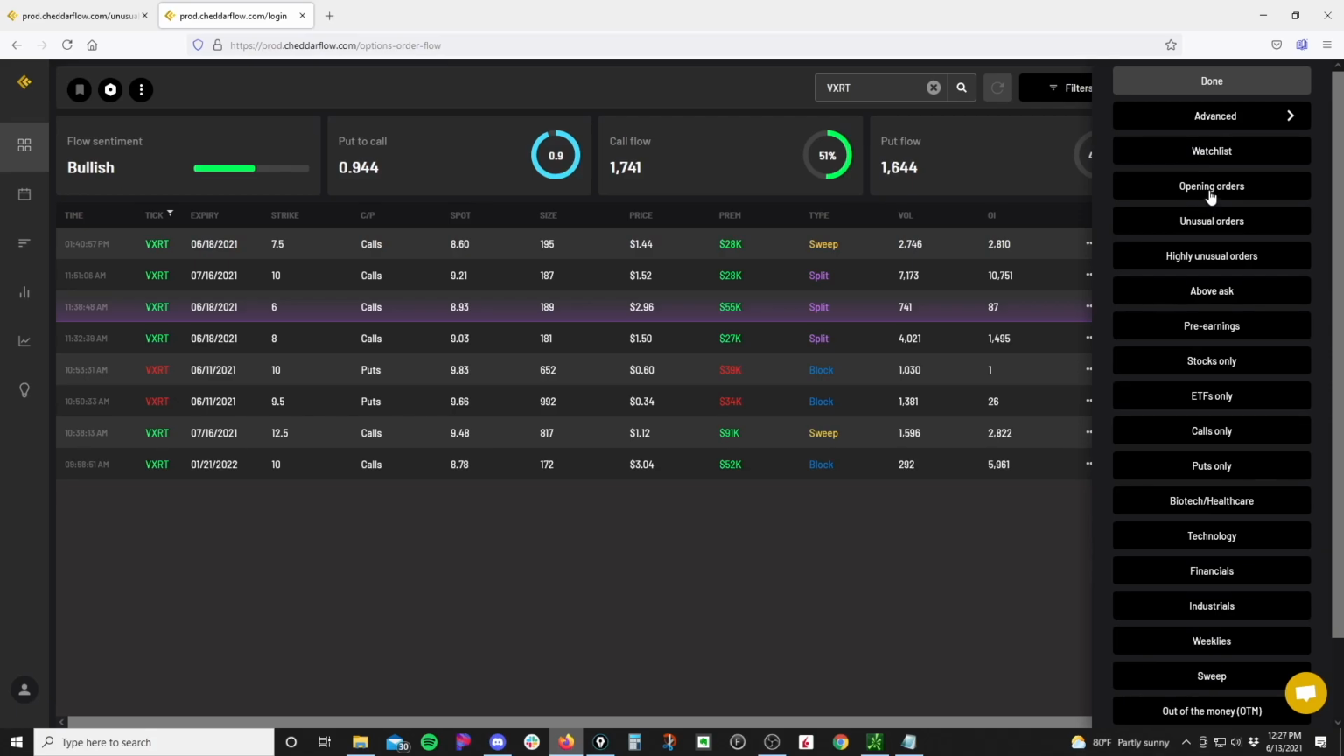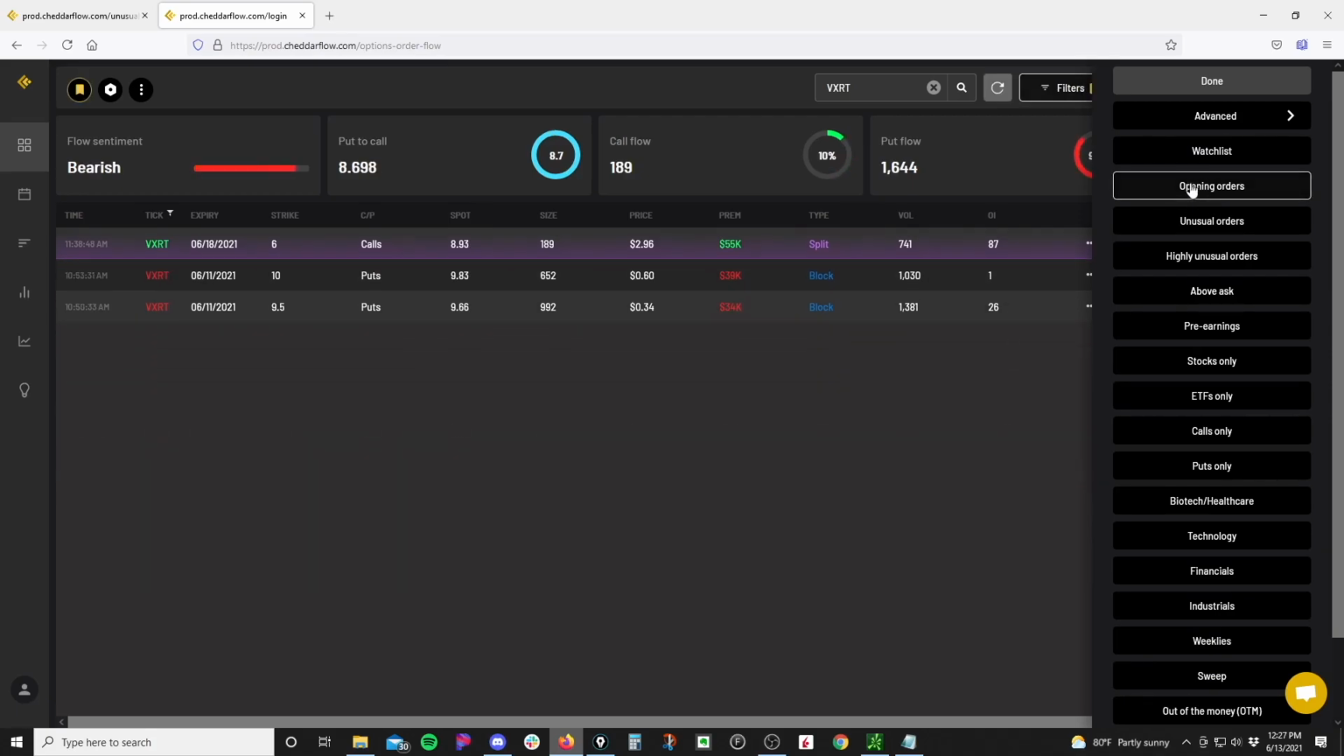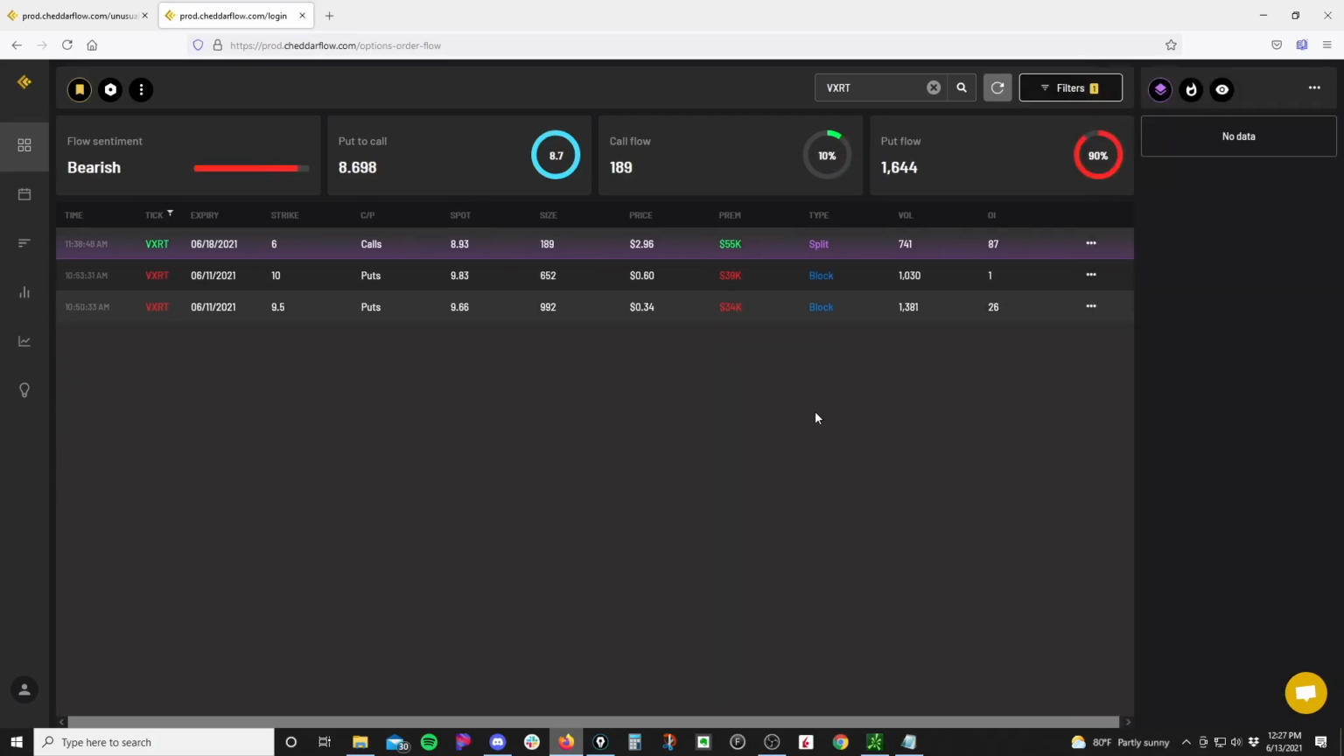So I can go to opening orders, which is one of my favorite filters, and I see that there's a lot of puts coming through on the opening order side, but there's not a lot of premium coming through, right? There's not a lot of premium coming through. There's not sweeps. So, it doesn't really catch my attention too much.